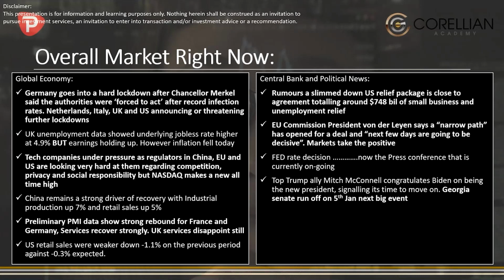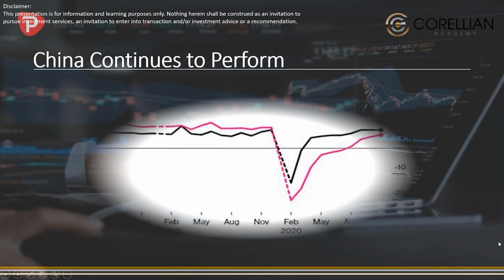The Fed rate decision press conference is still going on, just finished actually, I believe. Nothing really new, but committing to staying where he is in policy. Rates are going nowhere. These guys are very concerned in the short term about what's going on. And then right at the bottom here, we've got Georgia Senate runoff, 5th of January, big event coming up. Got to keep an eye on that. And in between there, just look out for headlines on the relief package. So that's where we are.